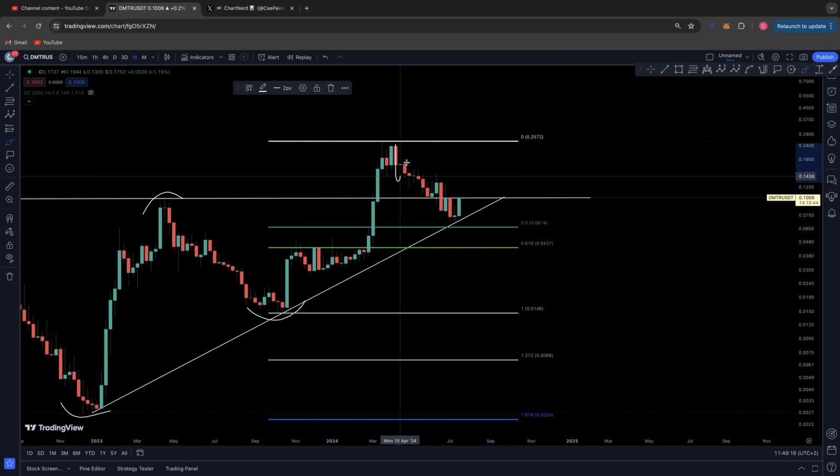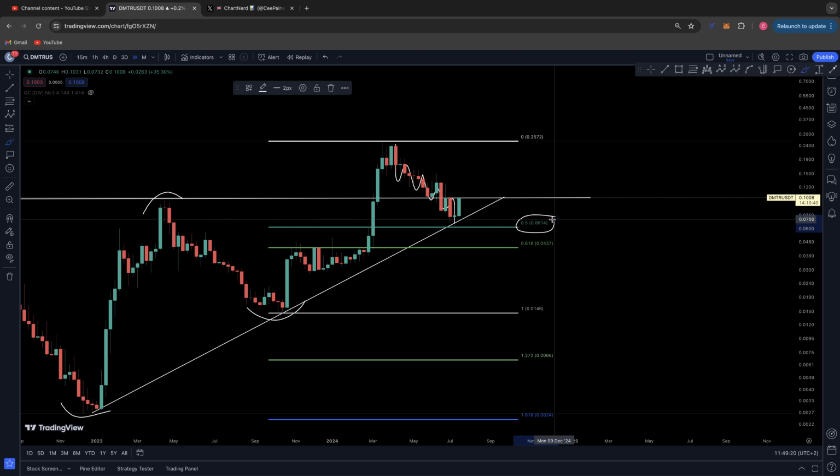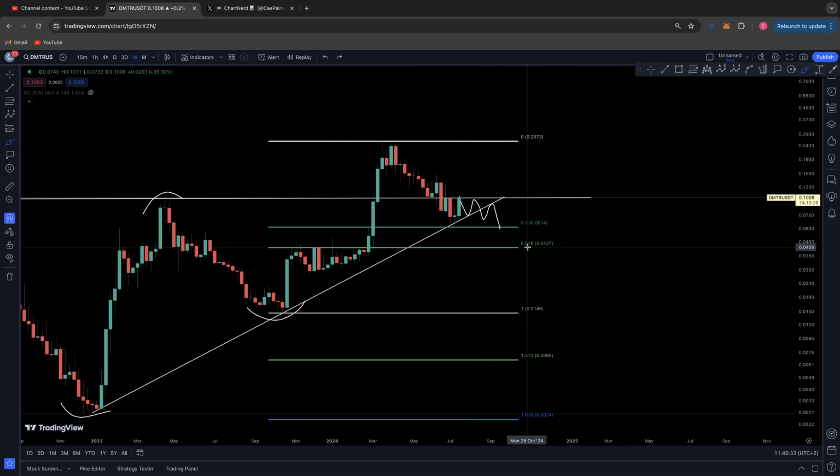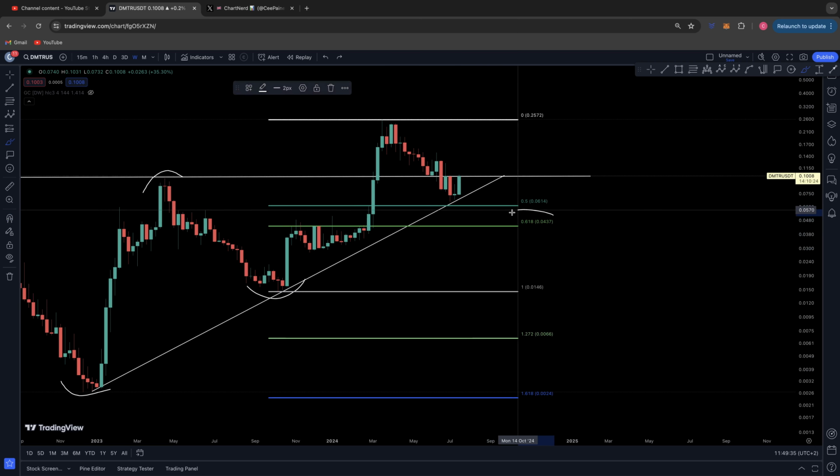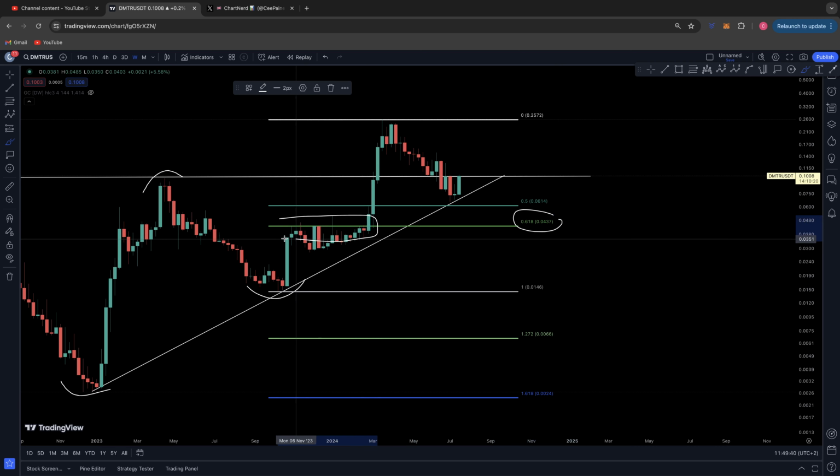In this correction, in this sort of downward channel that we've been in, we've fallen back to the 0.50 at 0.0614, or just shy of it, just shy of that target. So potentially if we do start coming back here and losing support, just look for a retest of 0.0614 and fail to hold that, we could also be coming back into the 0.618, which you'll notice was this previous cluster of resistance back from November up until February.